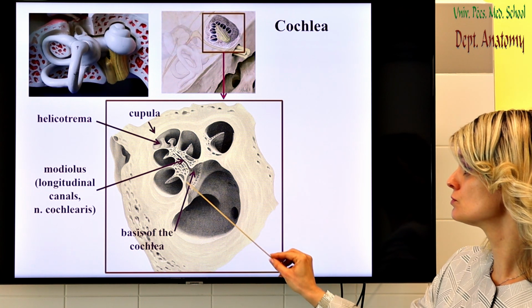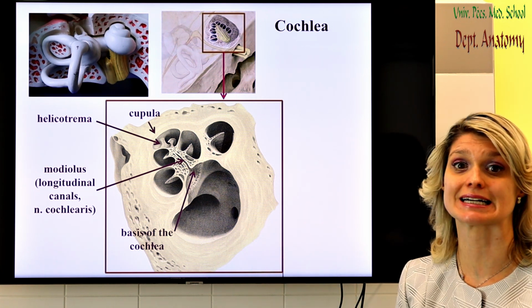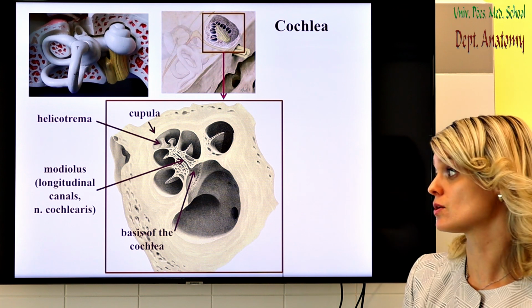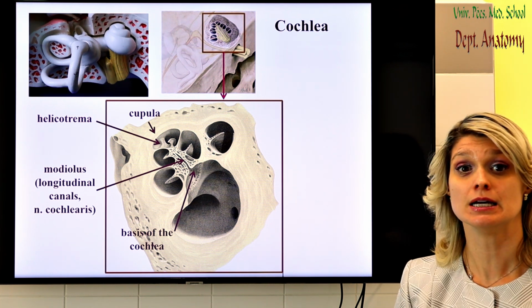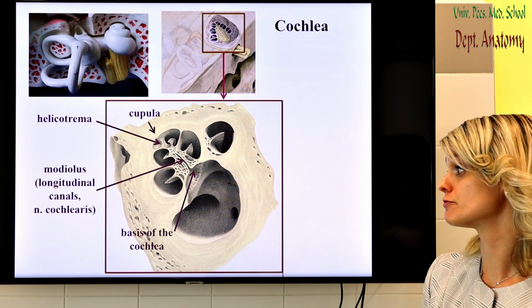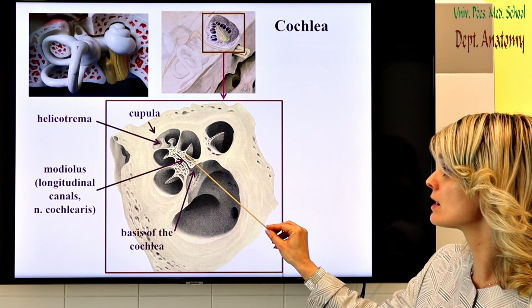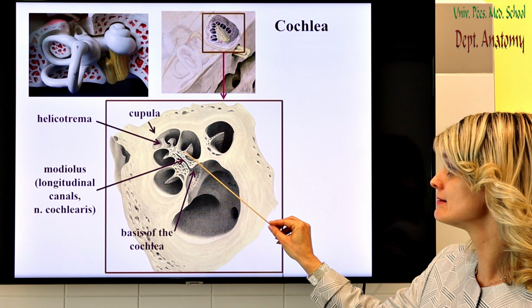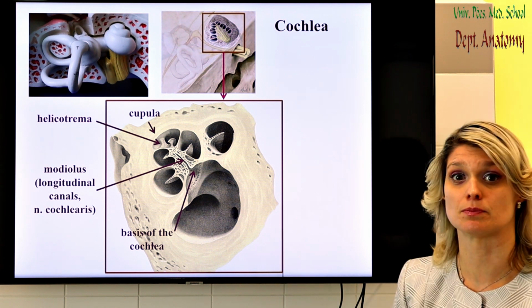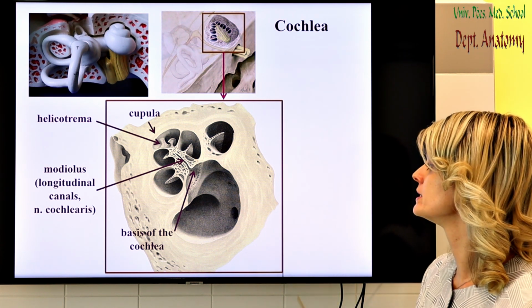Within the modiolus, we can see longitudinal canals. Within these longitudinal canals will be the fibers which will form the cochlear nerve, which will originate from the spiral ganglion, which is located there in the peripheral part of the modiolus.